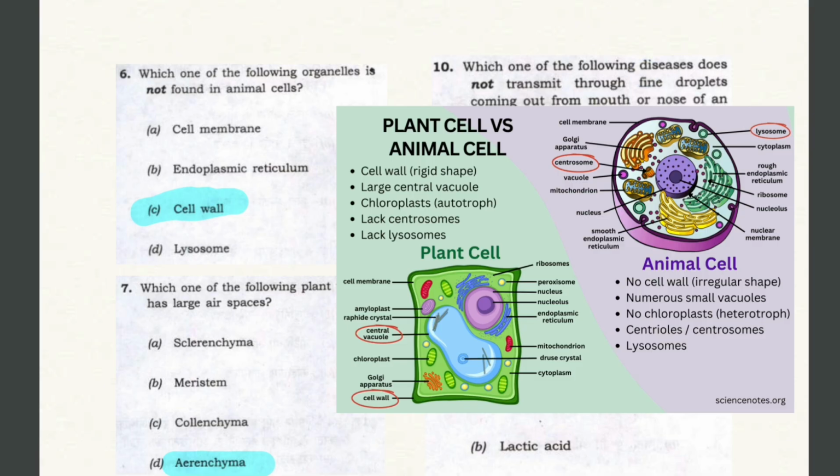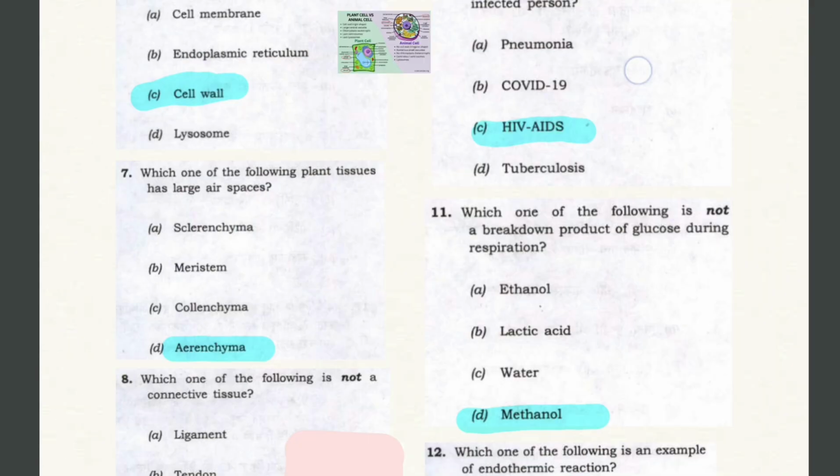Which one of the following organelles is not found in animal cells? So correct answer would be cell wall, and you can watch the difference between both of them. Animal cell does not have cell wall, it has numerous small vacuoles, whereas plant cell have a large vacuole. It has no chloroplast, and that's the basic difference. Let's see the next question.